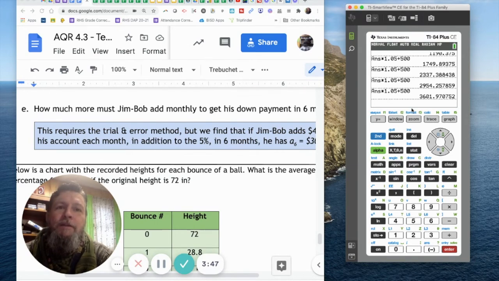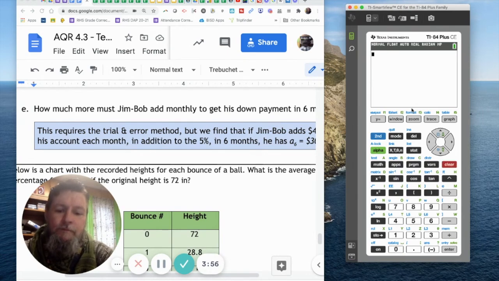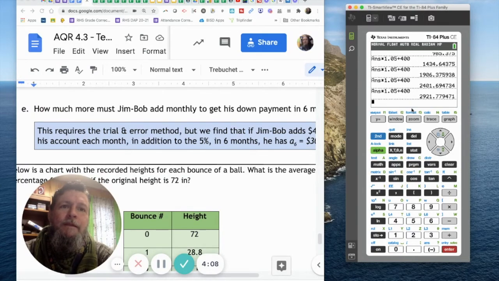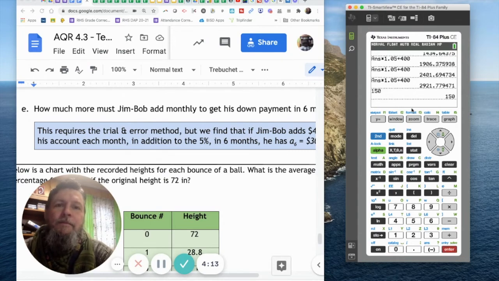So I need to go under. Let's try 400, which is what I did, times 1.05 plus 400. Oh, there we go. Times 1.05 plus 400. 1, 2, 3, 4, 5, 6. I'm just under by $78. So let's see, 410 is what I think I did. Times 1.05 plus 410. 1, 2, 3, 4, 5, 6. Look, I'm under by like $10. Just a little more than $10.